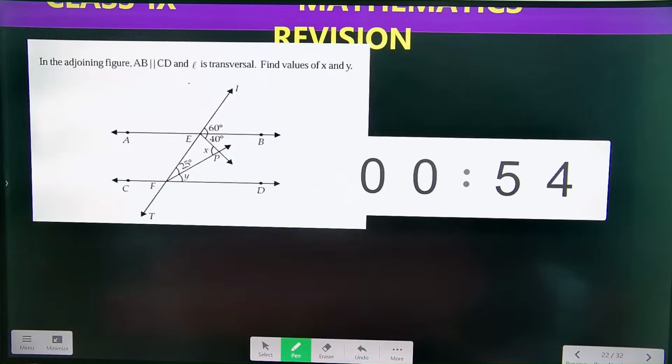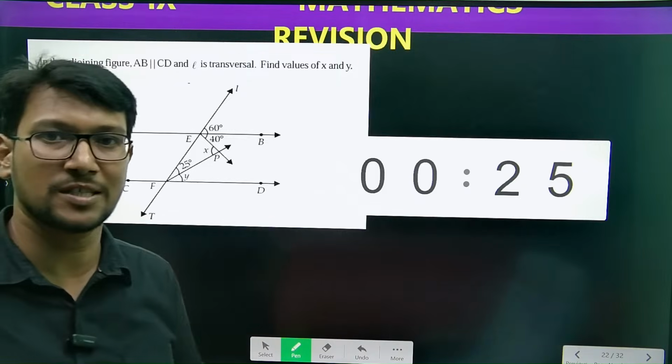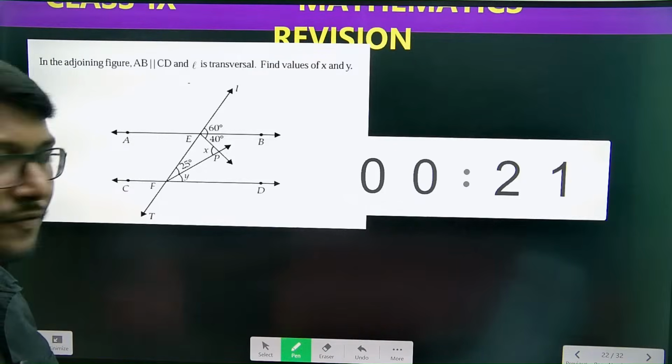Have you got the answer? Tell me. How many of you got the answer? Joyce Sri Raut says x is 75, y is 35. Very good. You have given the answer, but we have to see whether that is correct or not. Okay, let the time be over. Then after that I'll start solving, children.